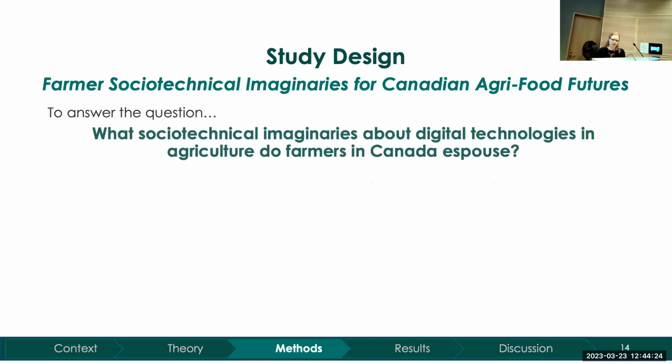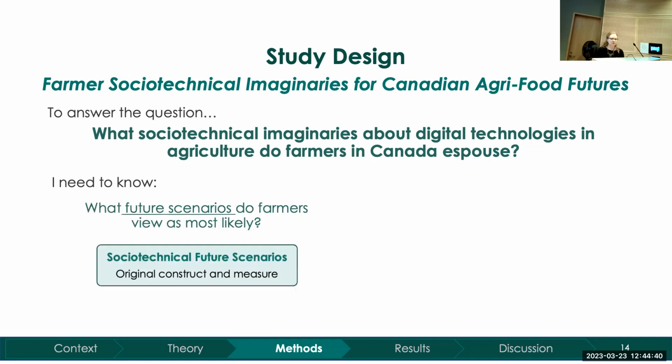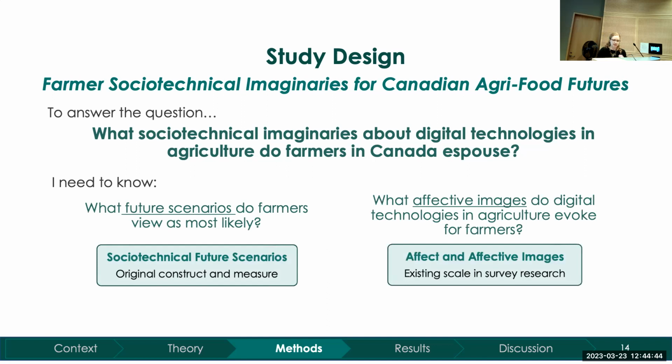And these concepts also were the source of our research questions. And so the main question became, what socio-technical imaginaries about digital technologies in agriculture do farmers in Canada espouse? And to answer that, we needed to know what future scenarios do farmers view as most likely, and what affective images do digital technologies in agriculture evoke for farmers.